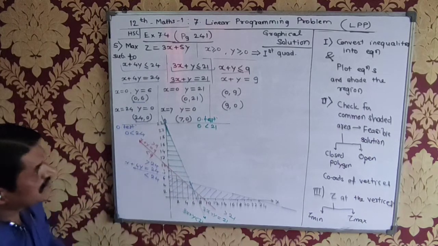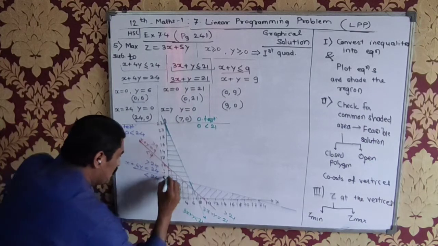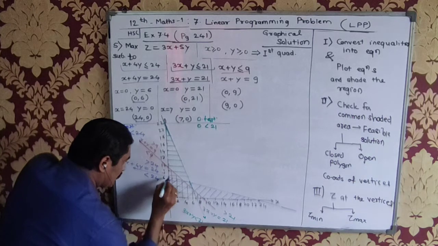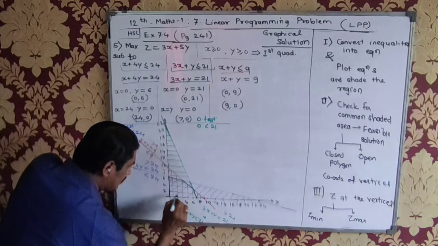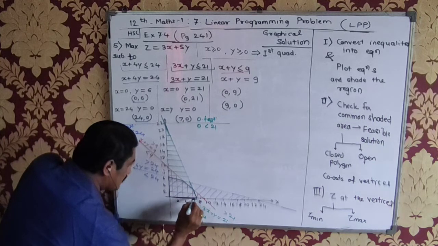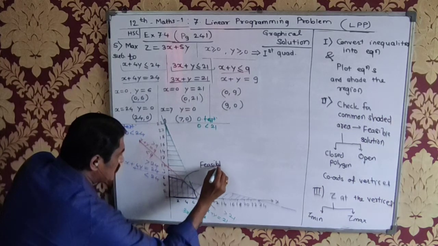The next step is check for the common shaded area. Common shaded area, तो ये रहा common shaded area. अगर आप यहाँ पर मार्क कर सकते हैं उसको, देखिए this is the common shaded area. And this common shaded area is called as feasible solution. Feasible solution.